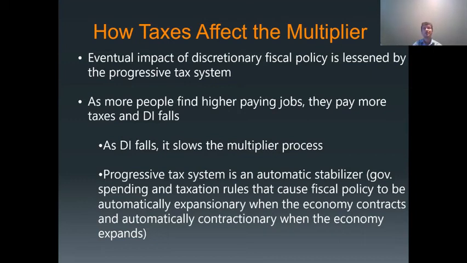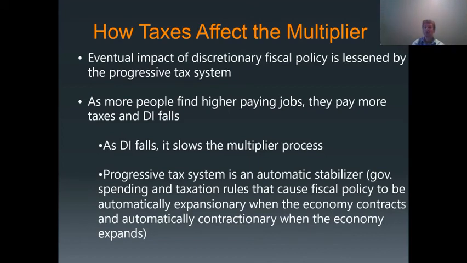So the multiplier is not necessarily going to play out the way Keynesians would hope due to our progressive tax system. And this is what we'll term an automatic stabilizer. So automatic stabilizers are government spending and taxation rules that are going to cause our economy to sort of auto-correct. And that's why it's an automatic stabilizer. So the progressive tax policy that I just discussed, that will be an automatic stabilizer.